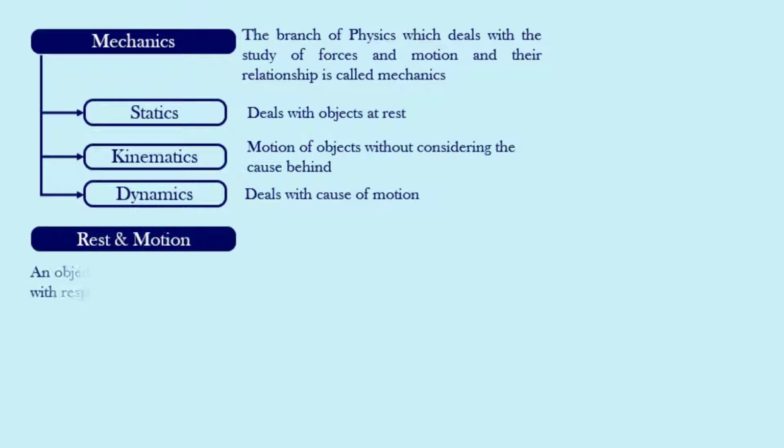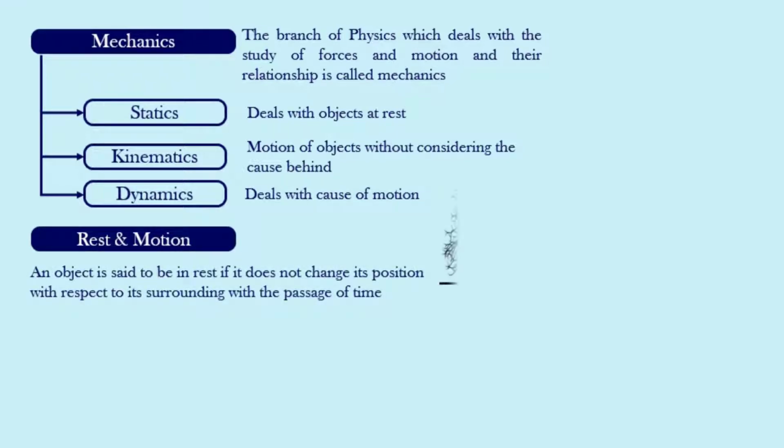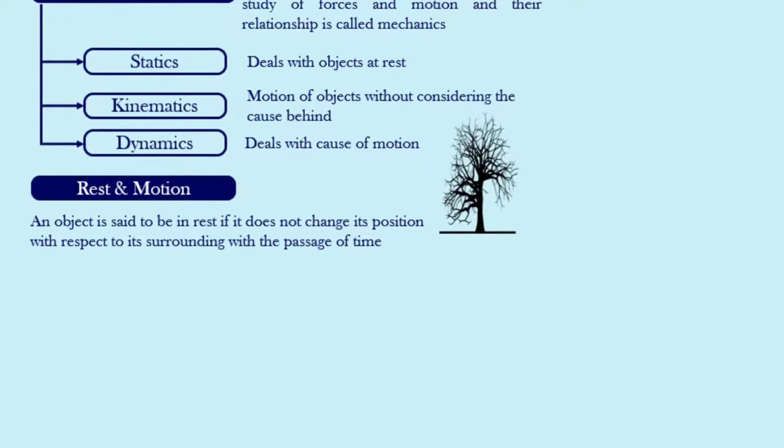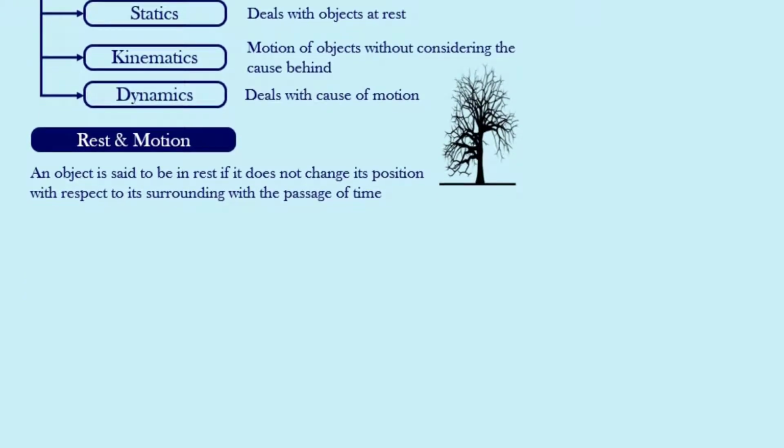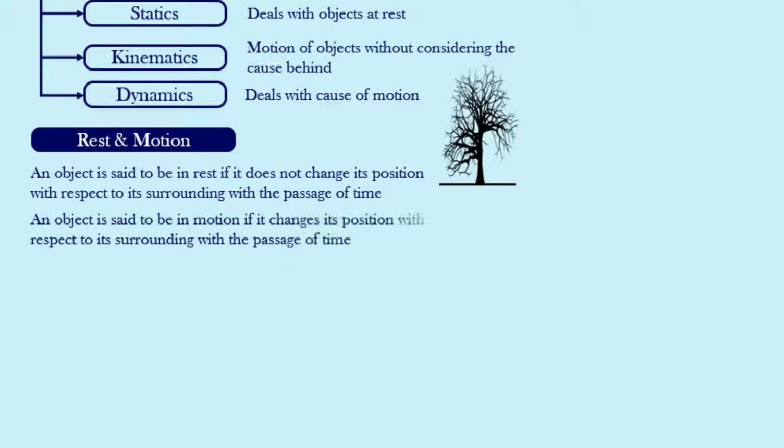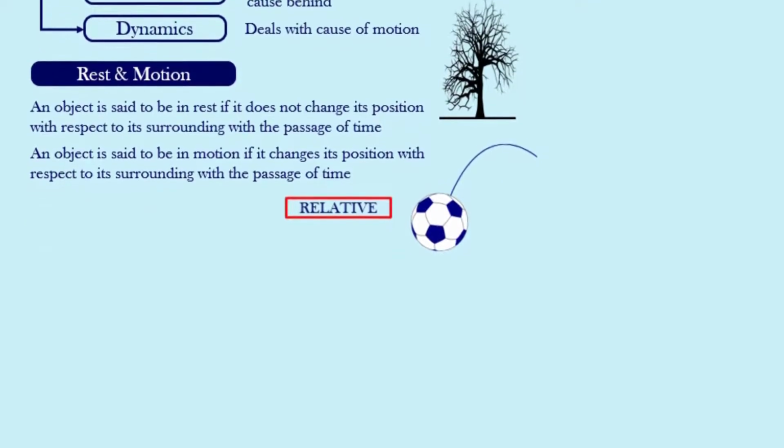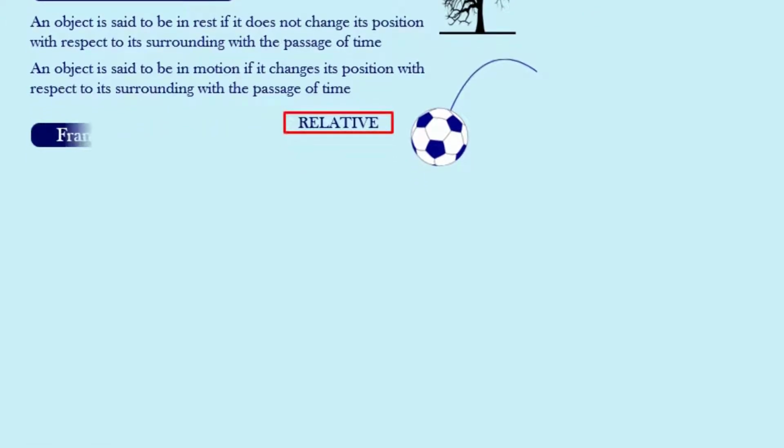Now let us define rest and motion. An object is said to be at rest if it does not change its position with respect to its surrounding with the passage of time. On the other hand, when the position of an object changes with respect to its surrounding with the passage of time, then the object is said to be in motion. Now, we often say rest and motion are relative. Why is it so? To elaborate, we need to know about frame of reference.